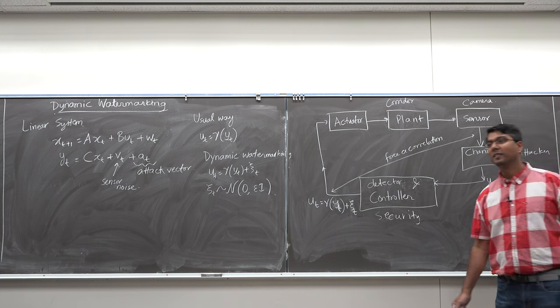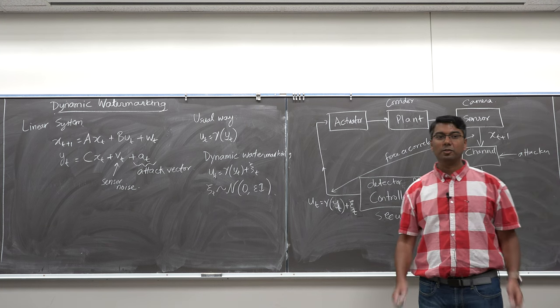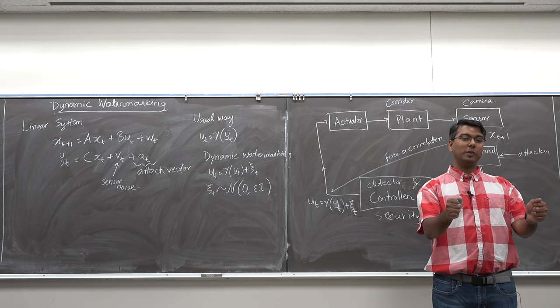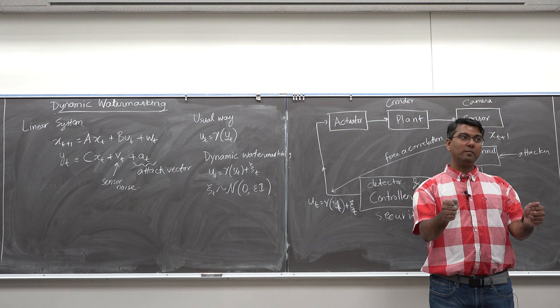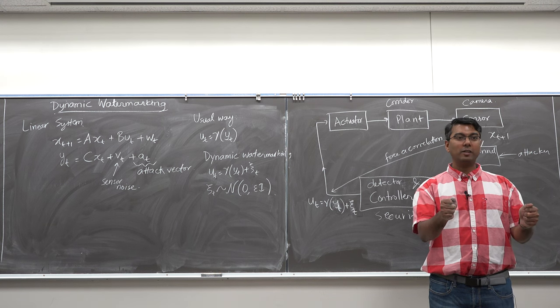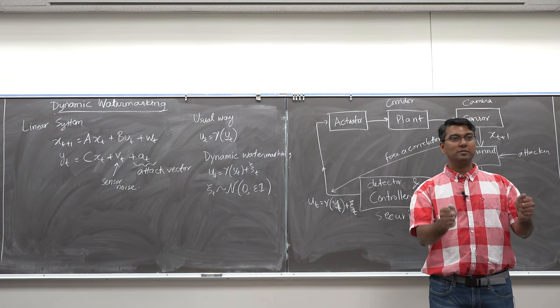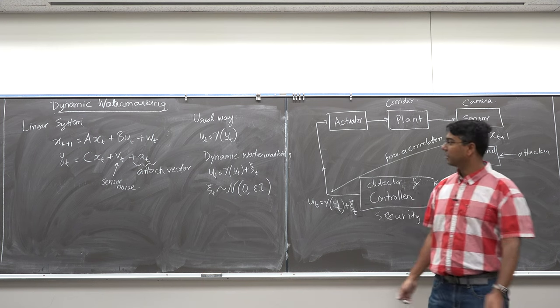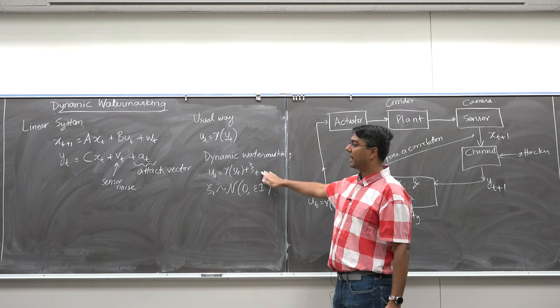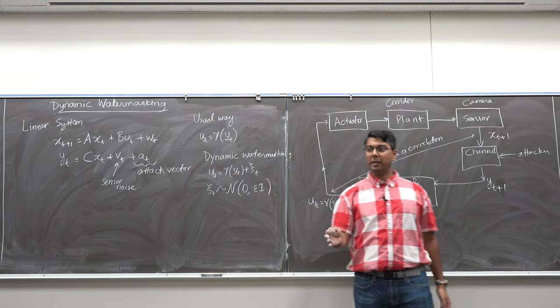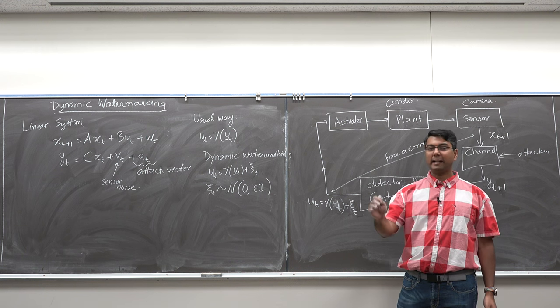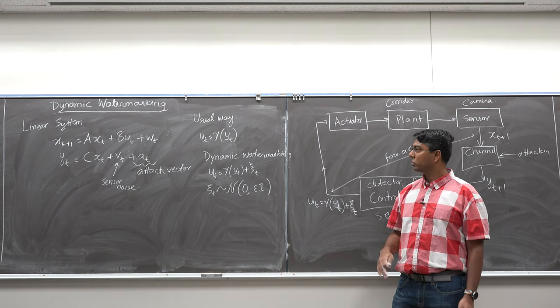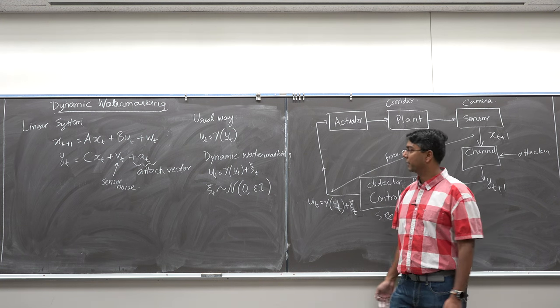Sorry? Turning the wheel slightly to the left or right. That's right. So in the usual case, you'll be sitting like this all the time. At the time of dynamic watermarking, you are just doing a little bit of motion, left to right, right to left. And it's supposed to be random, okay? So sometimes you're moving left, sometimes you're moving right. But the attacker will never be able to know what move you're going to make next.